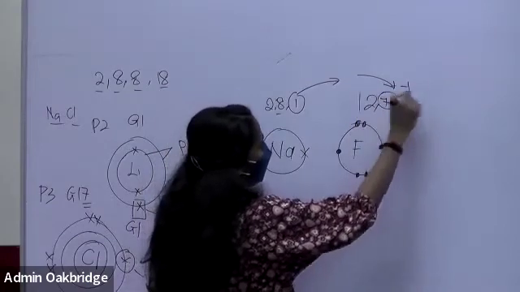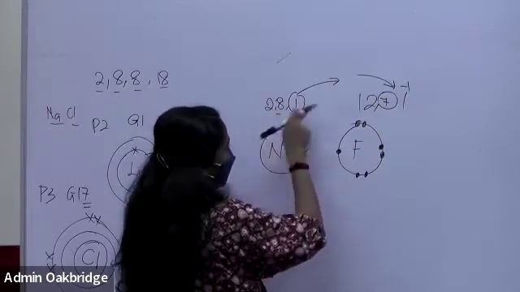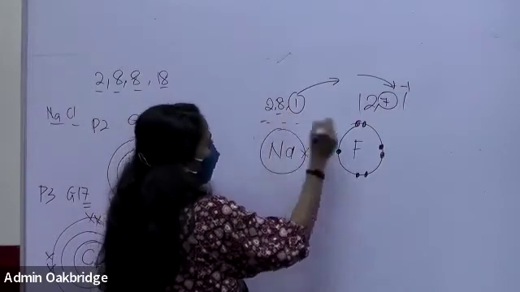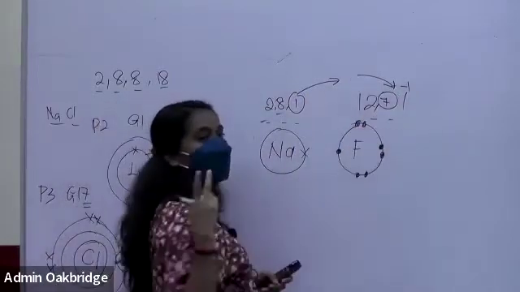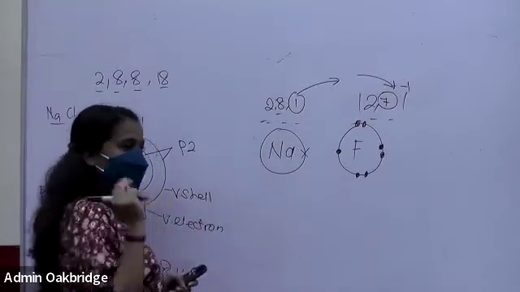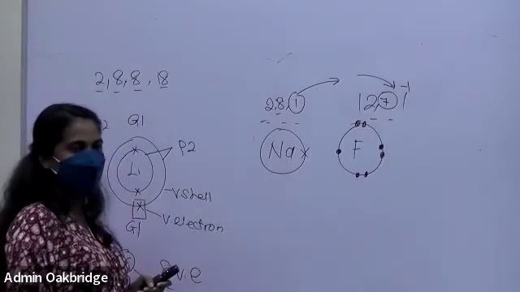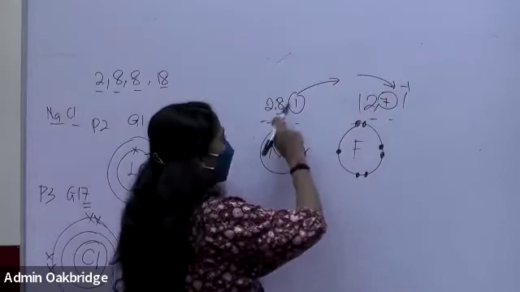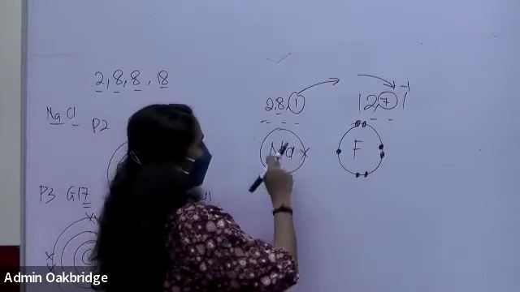Period 2 only has two shells, and period 3 will have three shells. So when I'm doing my 2, 8, 1 and 2, 7, this one has 3 shells and this one has 2 shells, right? This is why your periodic table is important. Don't think that I won't need the periodic table at the back of the question paper. You will need it, because you have to know how many periods there are and how many electrons there are.